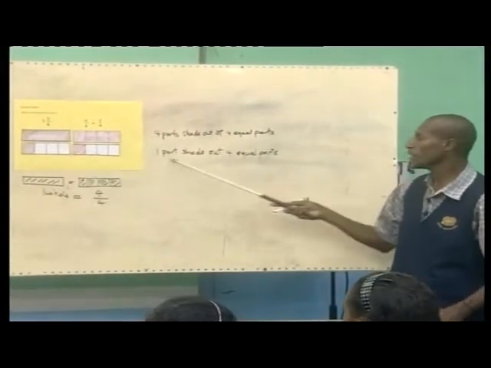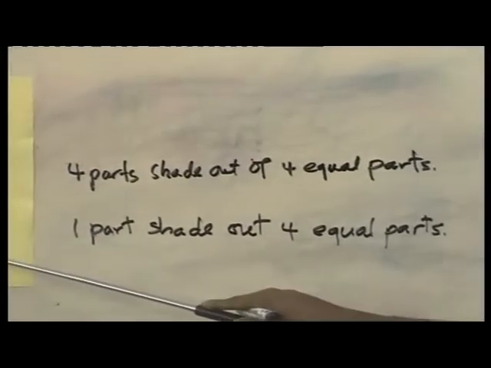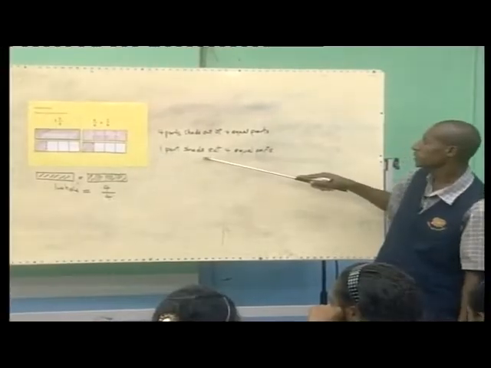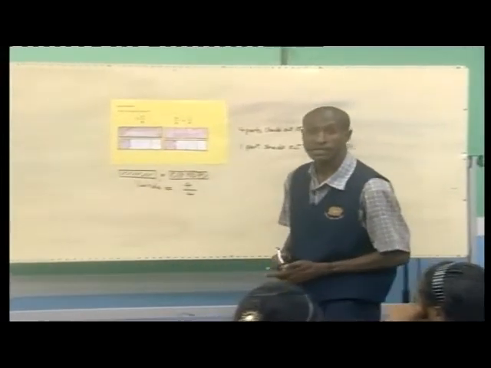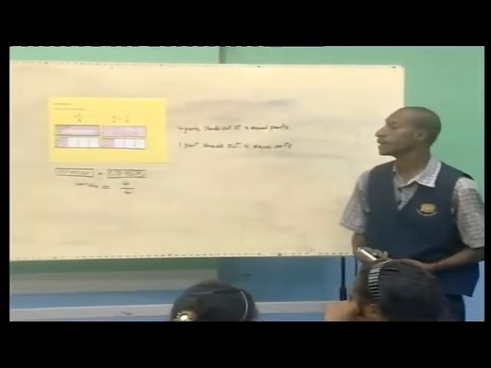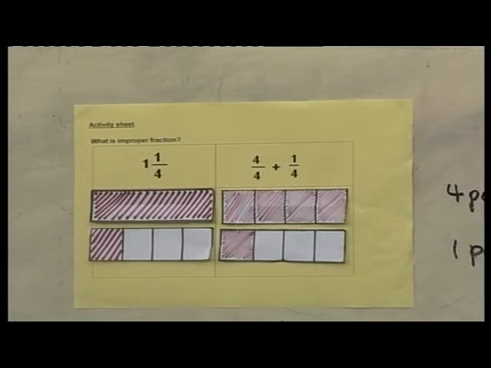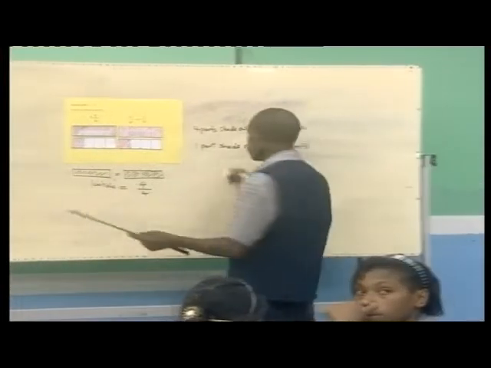So, the total of how many parts altogether shaded out of 4 equal parts? 4 parts out of 4 equal parts shaded, plus 1 part shaded out of 4 equal parts. Minoy has given us the answer, which is 5 parts shaded out of how many equal parts? 4 equal parts.